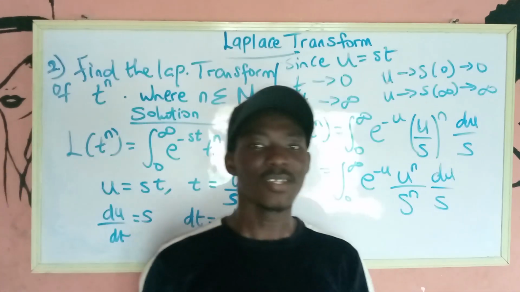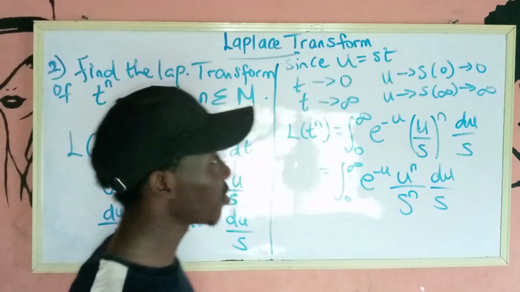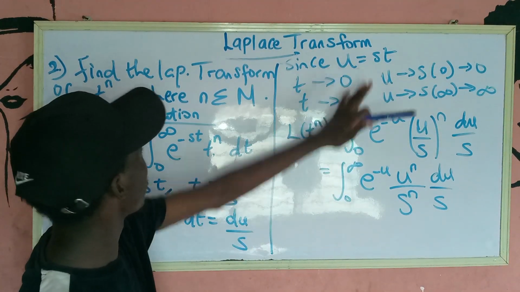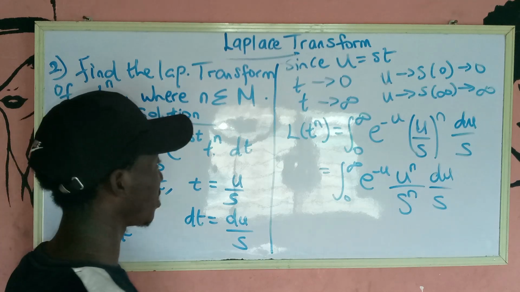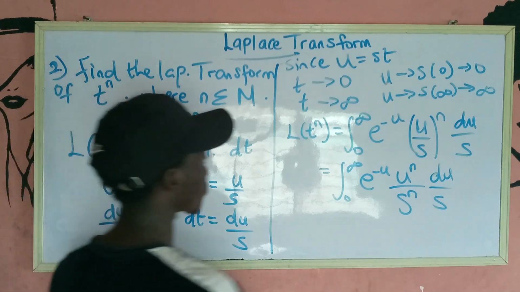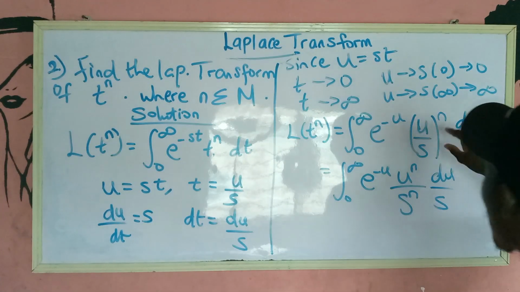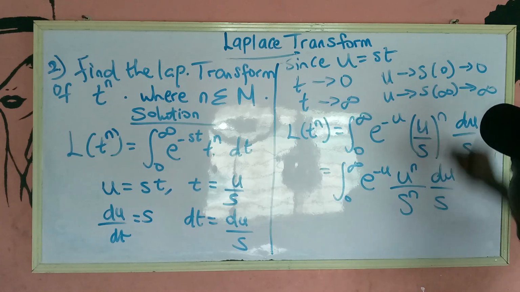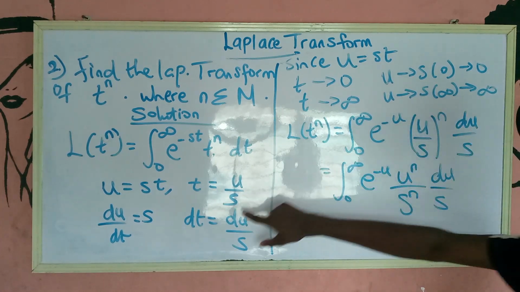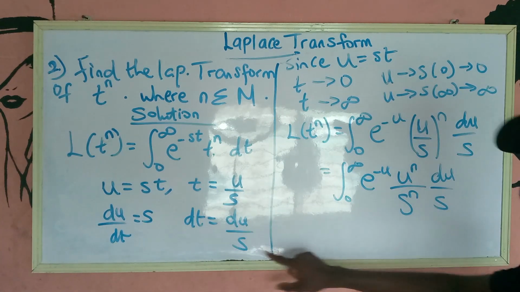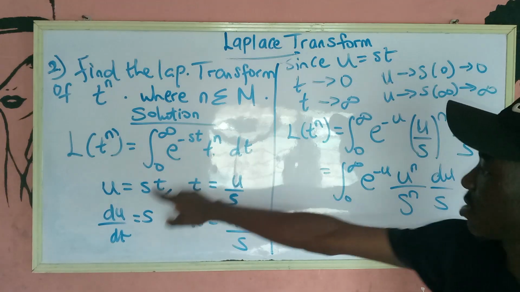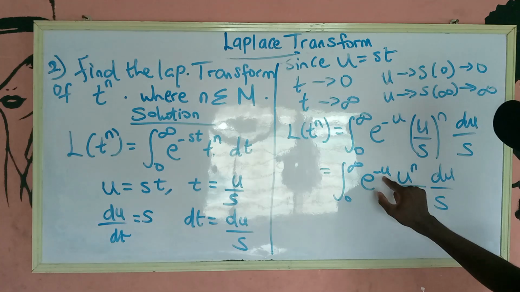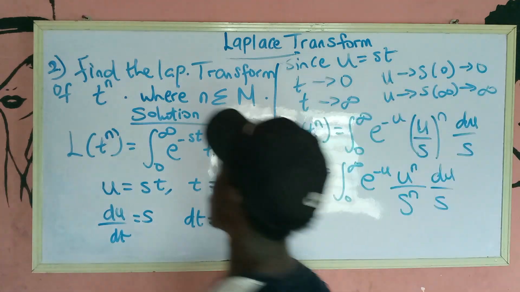Okay, so this will be the continuation of the video on the Laplace transform of powers of t raised to power n. So here we have u raised to power n over s raised to power n, and the t here changes to u over s, and also the st becomes u, so that is e raised to power minus u.